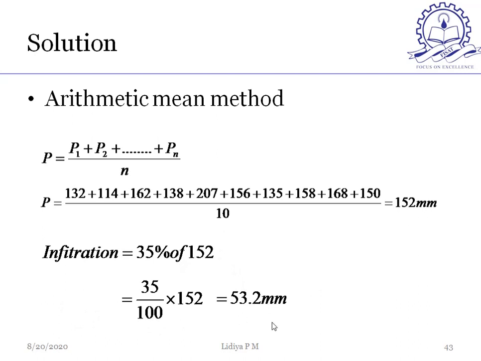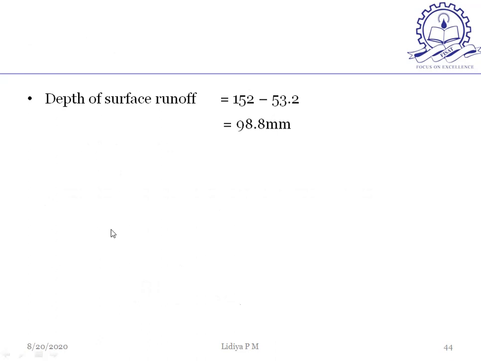So what is the next step? What is the depth of surface runoff? Total rainfall minus the amount of infiltration gives the depth of surface runoff. Depth of surface runoff is equal to total rainfall minus infiltration. So we are getting it as 98.8 mm.